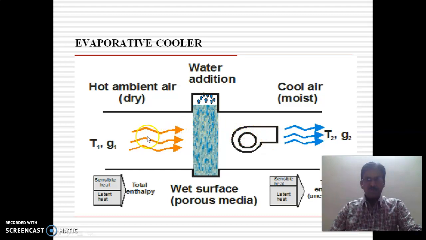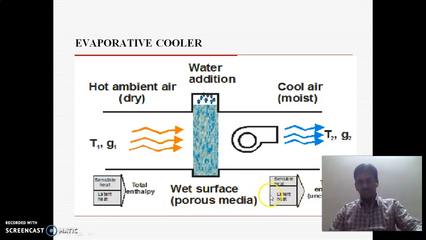So in this evaporative cooler, the hot ambient air is nothing but dry air, and when it comes in contact with the added water, we are using a wet-surface porous media, and this hot ambient or dry air becomes cool air, that is, moist air. So here you can see the sensible heat and latent heat. The total enthalpy remains the same at the outlet, but there is a decrease in sensible heat and an increase in latent heat. So as the total enthalpy remains the same, there is an increase in latent heat in the evaporative cooler.